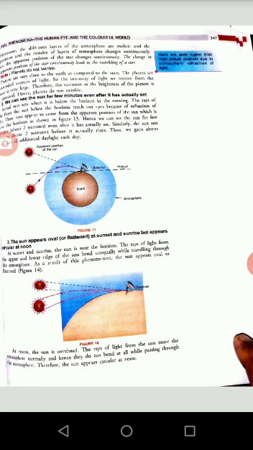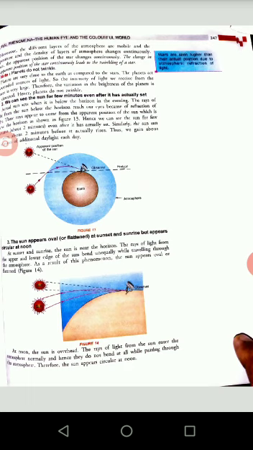Now, some other questions regarding the scattering of light. So first we know about the scattering of light. When sunlight enters the atmosphere of Earth, the atoms and molecules of different gases present in the atmosphere absorb this light. Then these atoms and molecules of gases re-emit light in all directions. This process is known as the scattering of light.